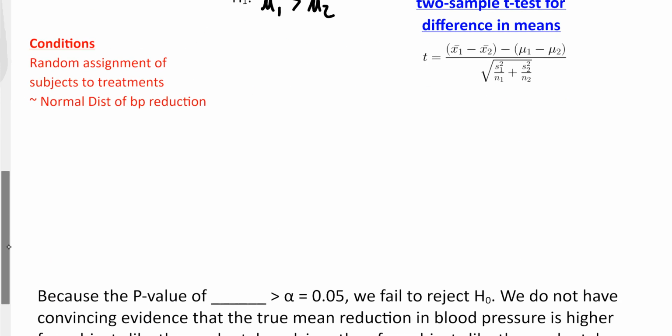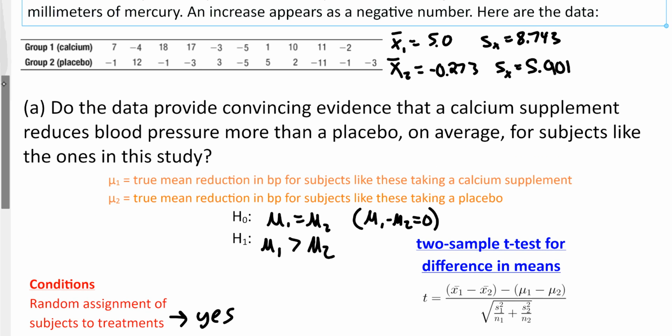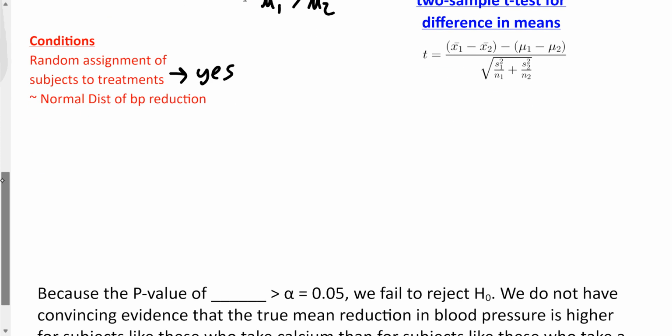Conditions: random assignment of subjects to treatment groups. So yes, that was stated. So hopefully you checked that one. Normal distribution of blood pressure reduction. So we have to go back up to those values and make ourselves a rough sketch. We don't have enough values to use the central limit theorem.